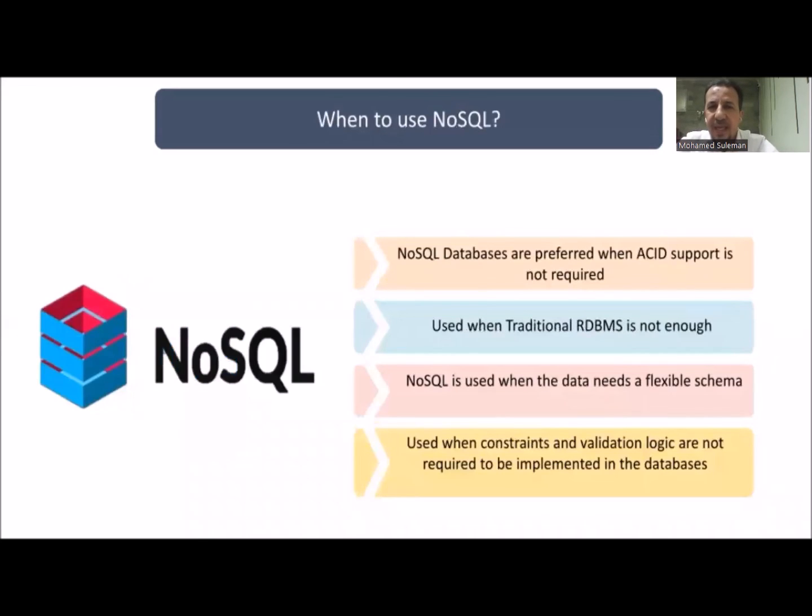Now give me the NoSQL usage. NoSQL databases are used when ACID support is not required. I will explain what ACID means. Be patient, my guys. Also used when traditional RDBMS is not enough. NoSQL is used when the data needs a flexible schema. Used when constraints and validation logic are not required to be implemented in the database.